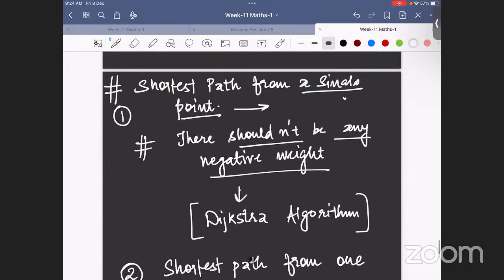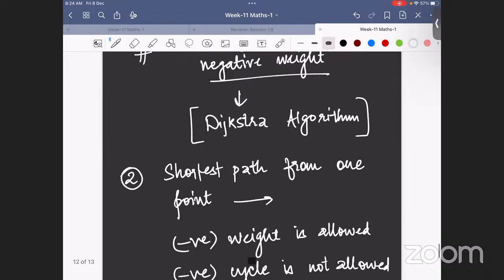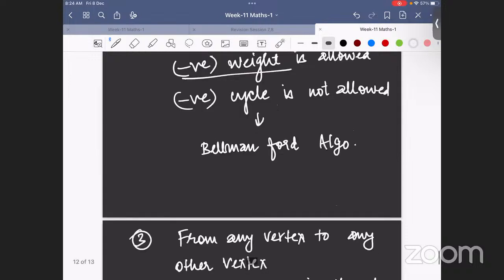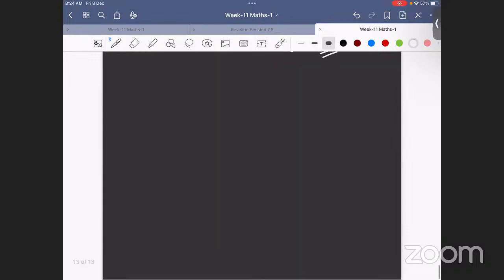Okay, so the first method is you have to calculate the shortest path from the single point that has been given to you. The second is the shortest path from the single point, but the negative weight has been given, but the negative cycle should not be allowed. What is the negative cycle? Can somebody tell me about the negative cycle? What is negative cycle?